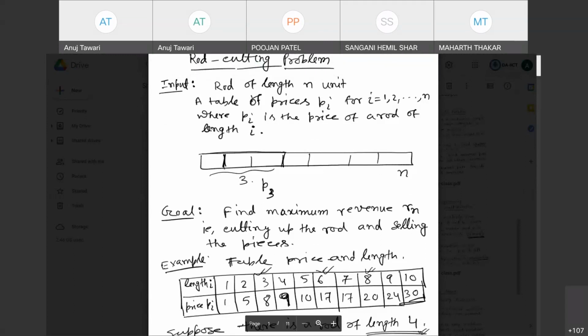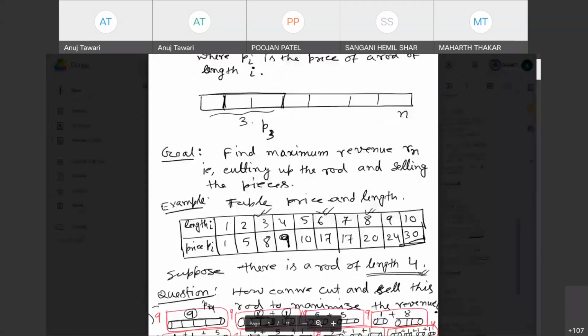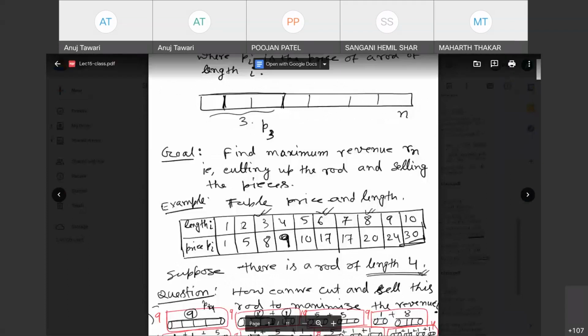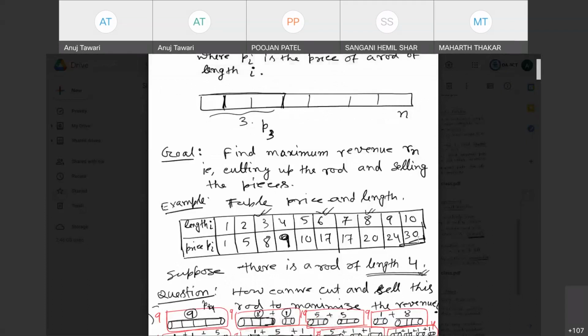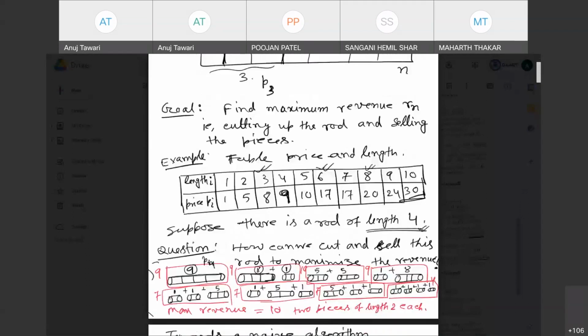And the question is, how are we going to do this? Let's say we have a rod of length 10; a rod of length 1 has this price, a rod of length 2 has this price, and so on. Let me just show, let's say there is some small rod, a rod of length 4. How can we cut and sell this rod to maximize the revenue we can get?